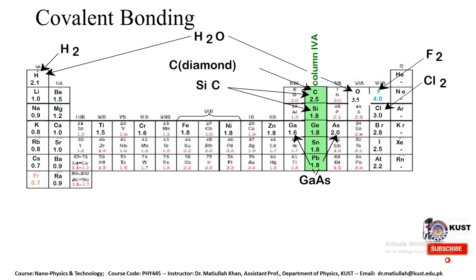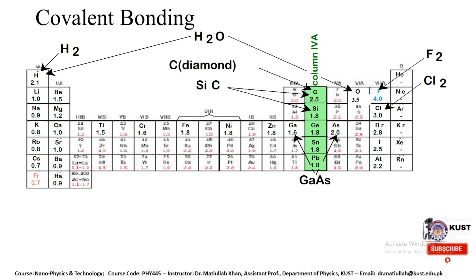Covalent bonding is further simplified and understandable from the periodic table, which shows which elements will form covalent bonds. Looking toward the periodic table, you can consider those elements whose outermost shell is partially filled, just like H2 forming covalent bonding. Or H2O, they also have covalent bonding. Similarly, we have different semiconductor materials, just like silicon carbide, formed by the combination of silicon and carbon.